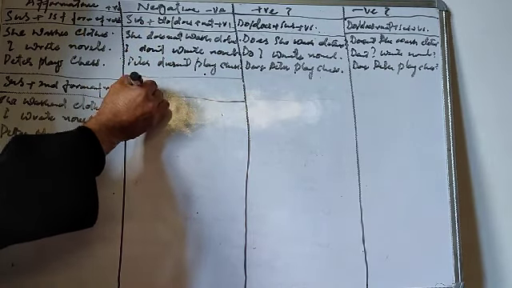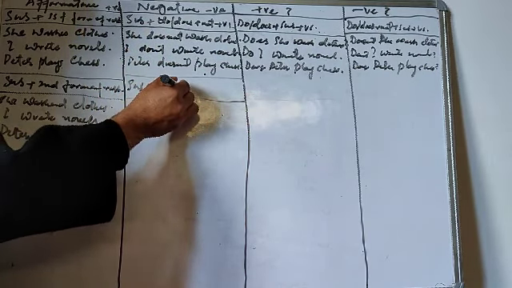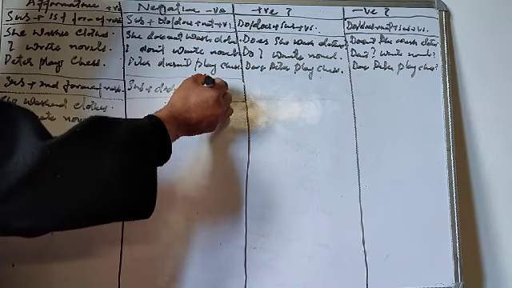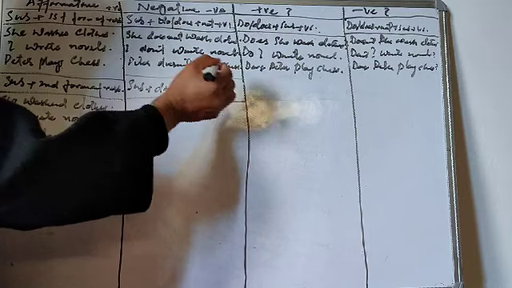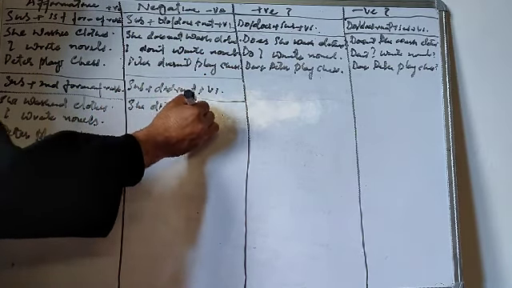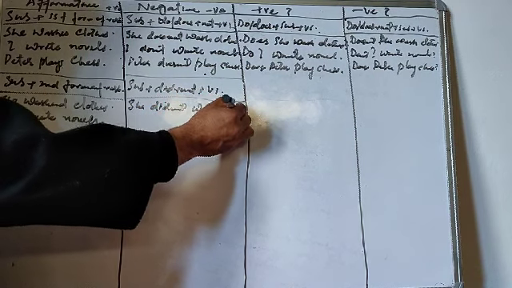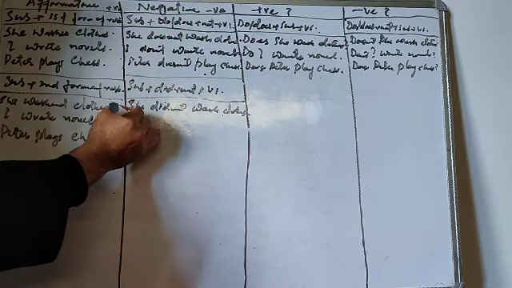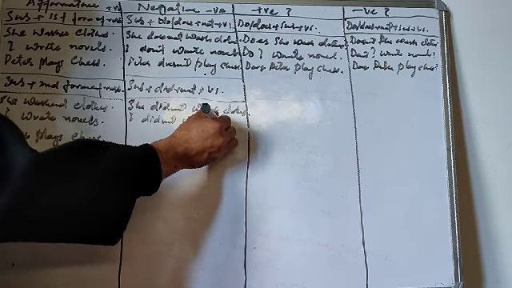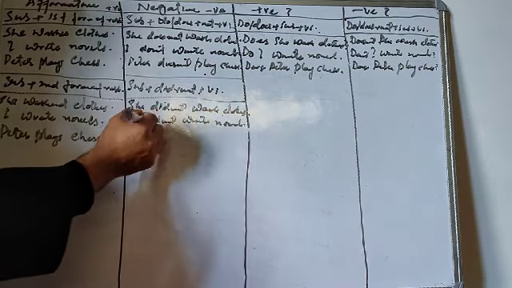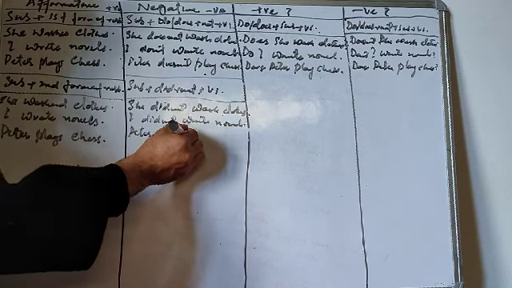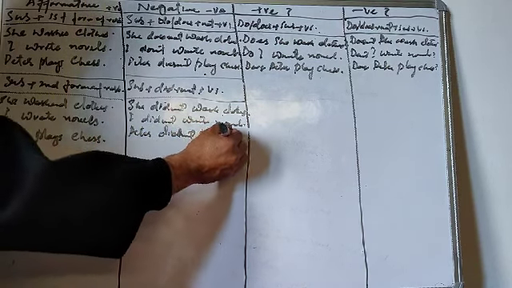Let us make a negative of it. It will be like this: subject plus did plus not plus V1. She did not wash clothes. I did not write novels. Peter did not play chess.